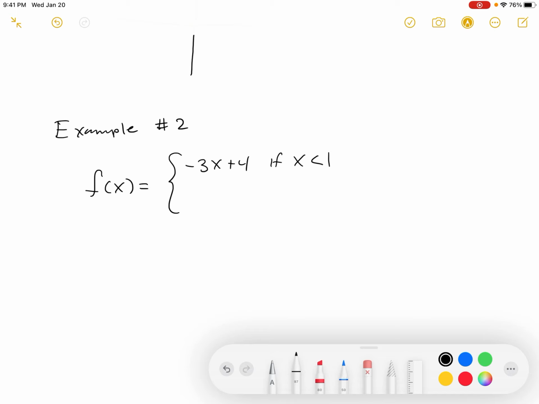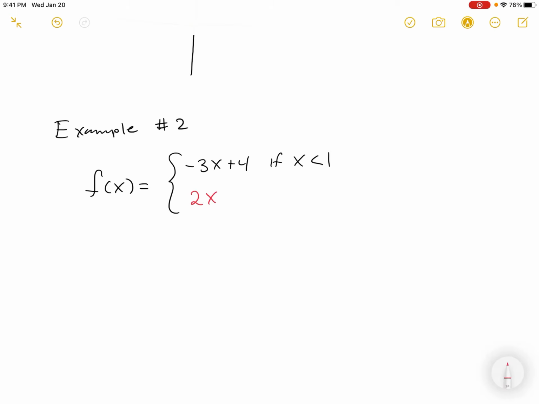I'm going to be smart here. I'm going to switch colors. And then it's going to be 2x minus 1 if x is greater than or equal to 1. Okay. So how would we do this? So here's what they would like to know. They would like to ask us the domain, the intercepts, and the graph, and then the range based upon that graph.